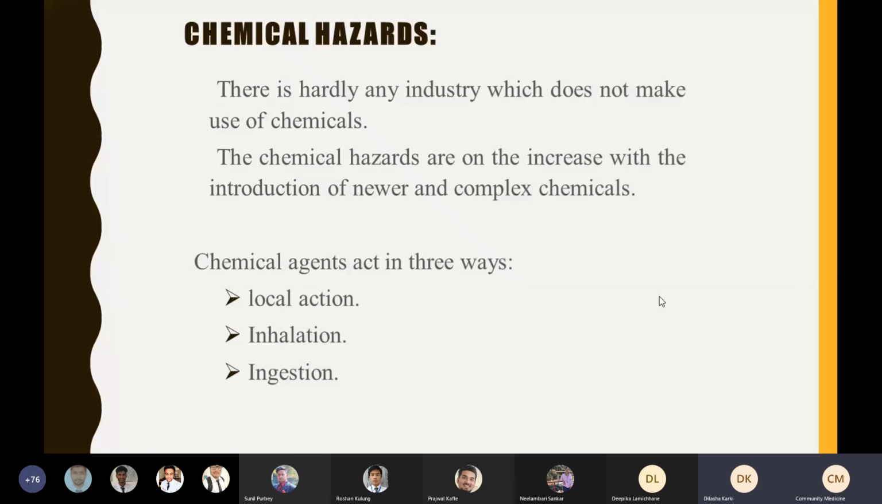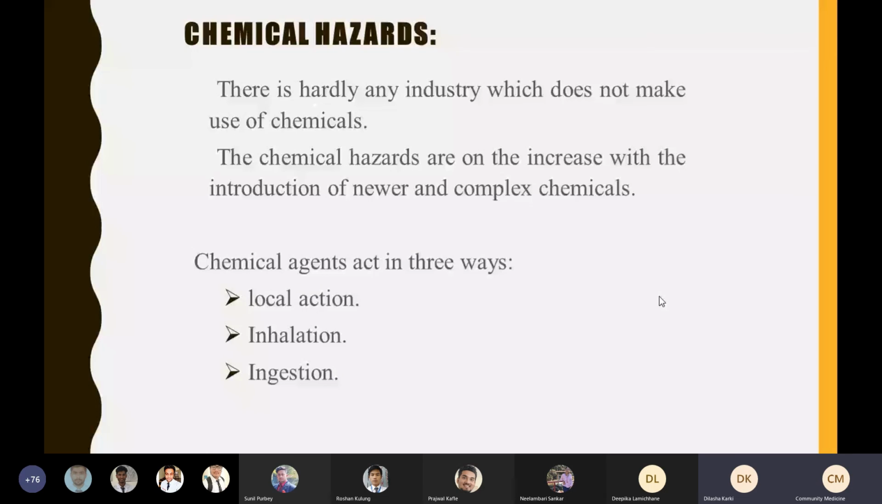So now, talking about the chemical hazard. There is hardly an industry which does not make use of chemicals. Definitely in most industries, they use chemicals for their production. And all the workers have to be careful while using the chemicals. They need to follow different preventive measures.